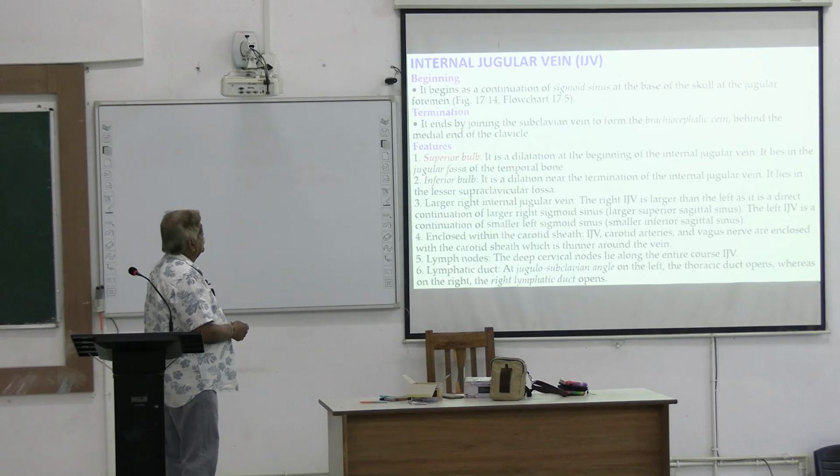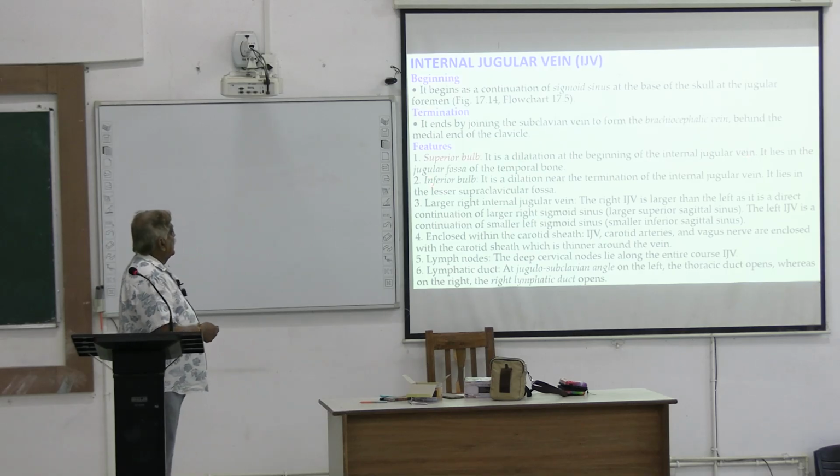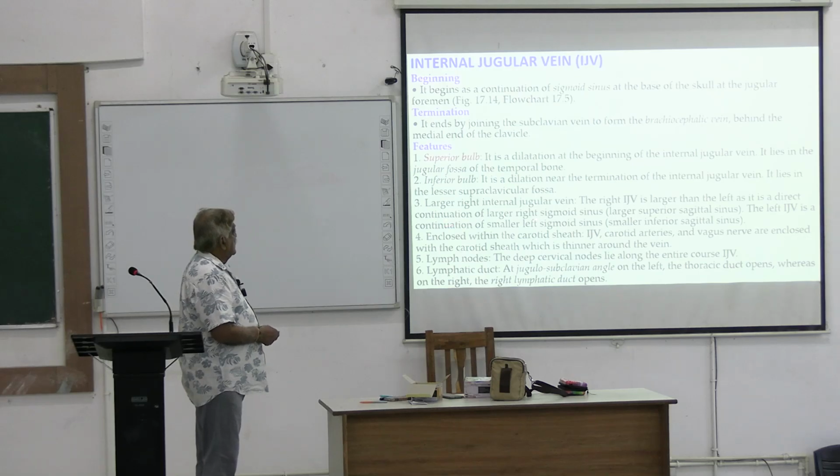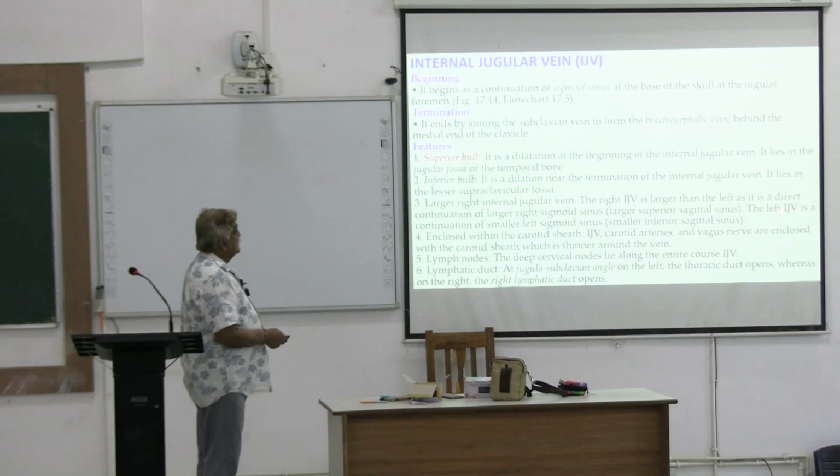It lies in the jugular fossa of the temporal bone. And inferior bulb, a dilatation near the termination of internal jugular vein. It lies in the lesser supraclavicular fossa. The right internal jugular vein is larger than the left as it is the direct continuation of the larger right sigmoid sinus and larger superior sagittal sinus. The left internal jugular vein is a continuation of the smaller left sigmoid sinus and smaller inferior sagittal sinus.